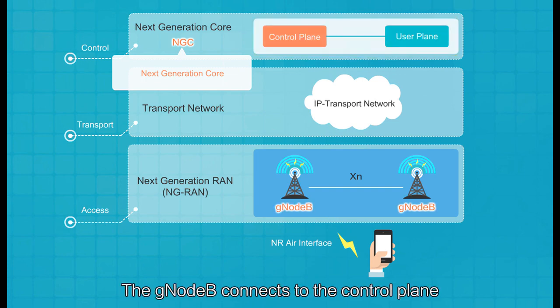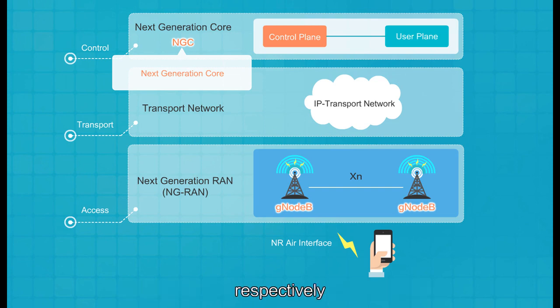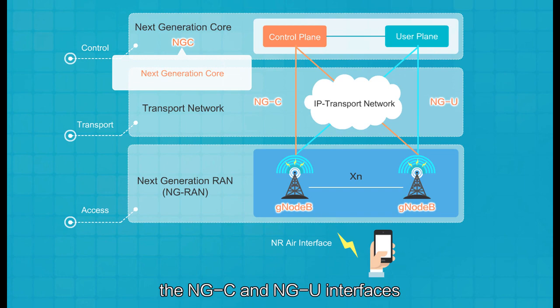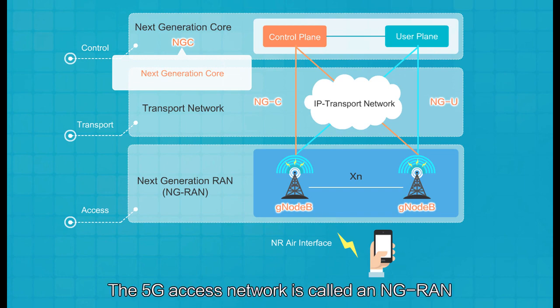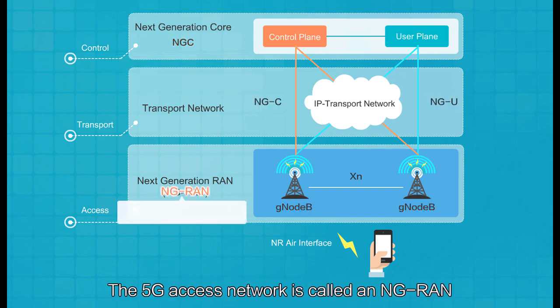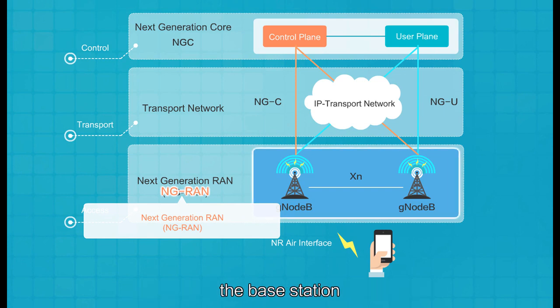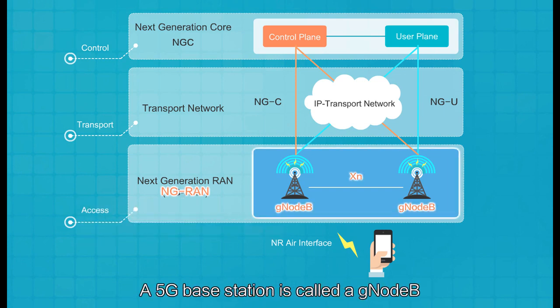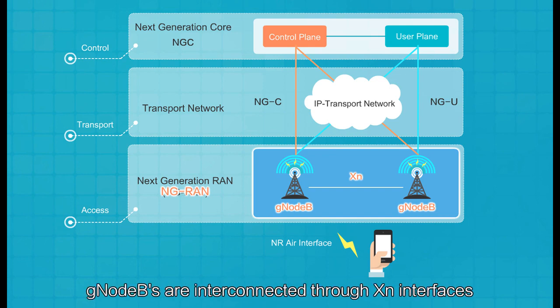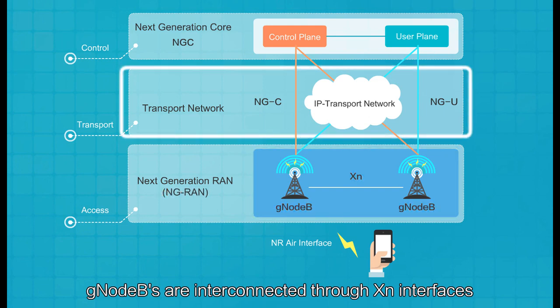The G-Node B connects to the control plane and user plane of the core network through, respectively, the NGC and NGU interfaces. The 5G access network is called an NG-RAN. There is only one type of physical device, the base station. A 5G base station is called a G-Node B. G-Node Bs are interconnected through XN interfaces.